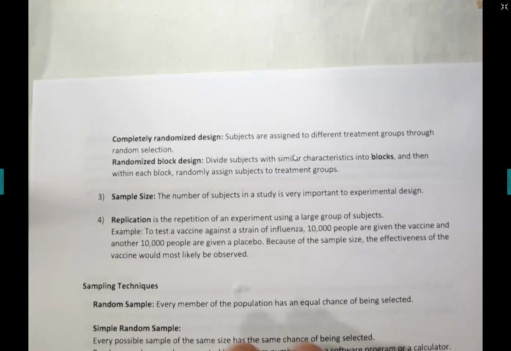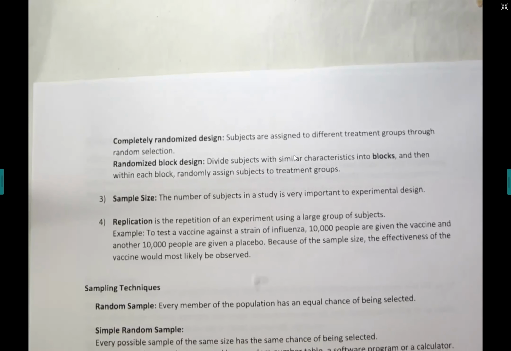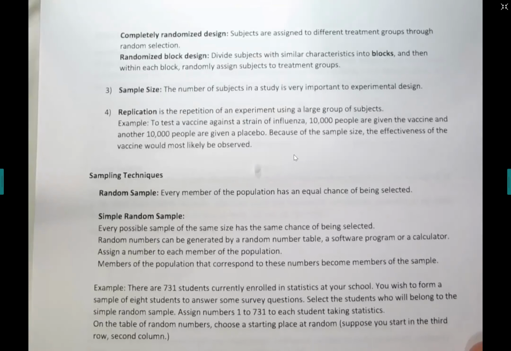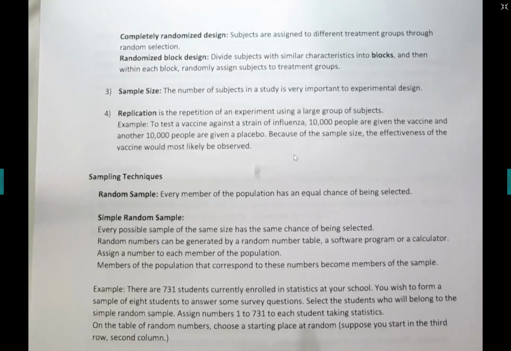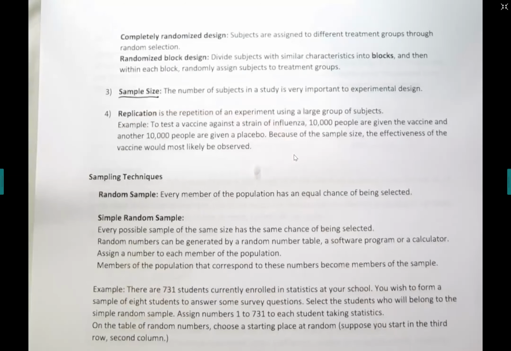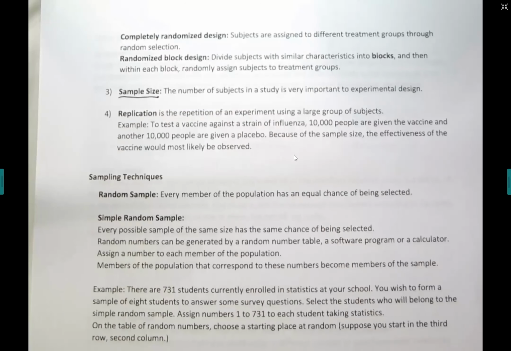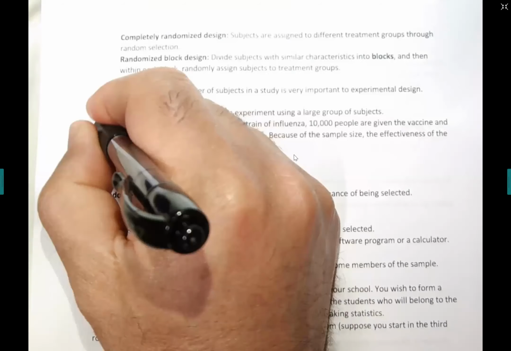Randomized design is when subjects are assigned to different treatment groups through random selection. Anything that is random, guys, is good. Sample size. What is the sample size? It is the number of subjects in the study. So if I pick 5 students, that means my sample size is 5, and that's what a sample size is. Okay, I'm going to skip this. As I told you, no worry about this part.